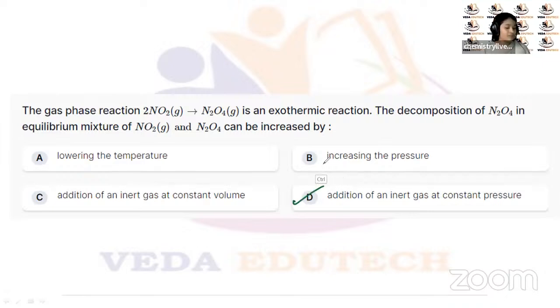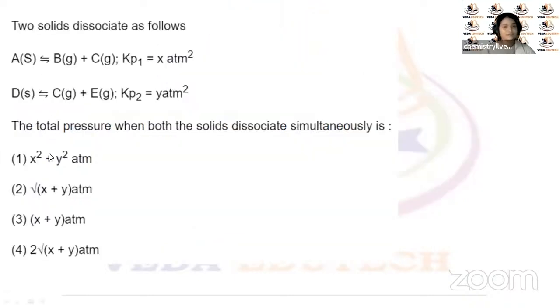Do mention in the comment section why other options are not possible here. Tell me what happens when you increase pressure, and what happens when you lower the temperature. We'll have a class on Le Chatelier's principle and those concepts in the next class. So let us look at the next question.